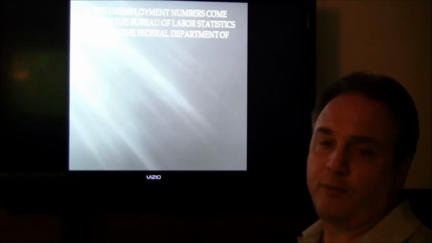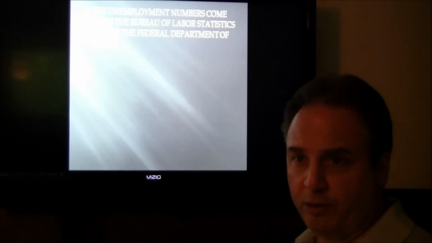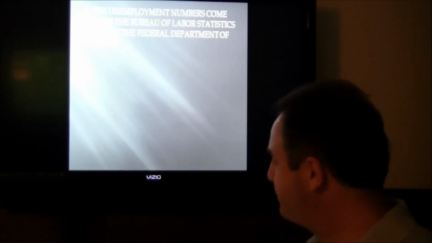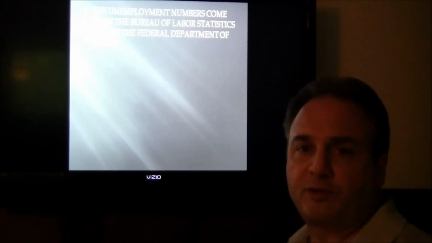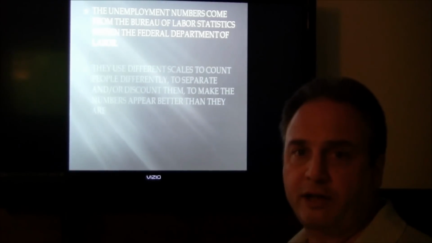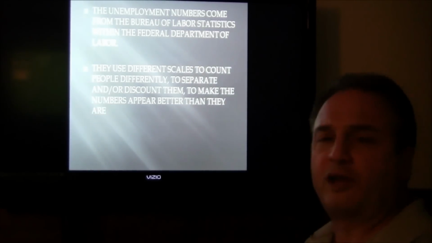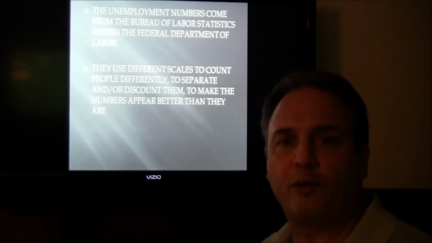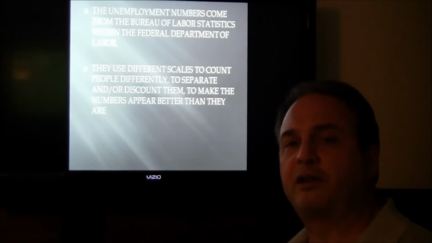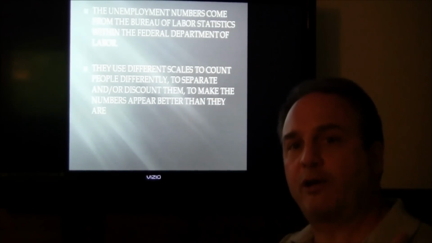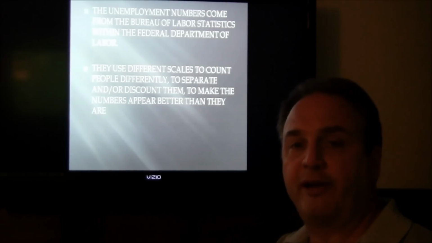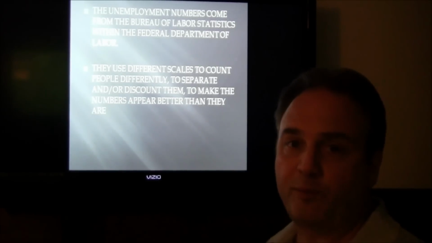Now the unemployment numbers come from the Labor Bureau, and they're published monthly. They do a calculation. Now what they do, though, they use different scales. They have 6 scales that they use to count people in different categories. And some people are never counted at all, like the self-employed.